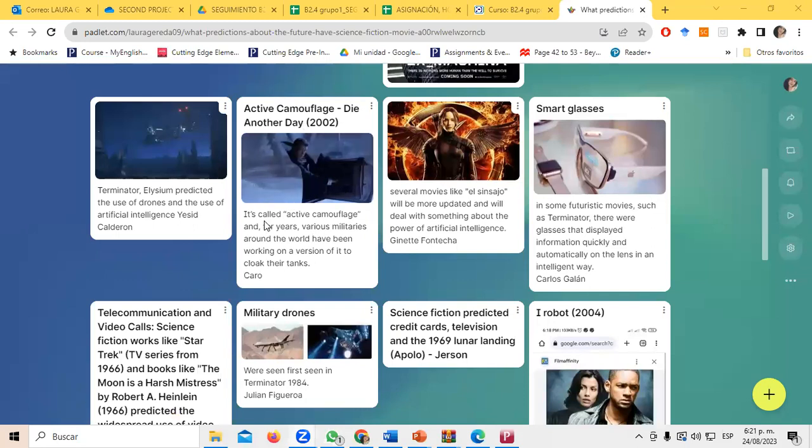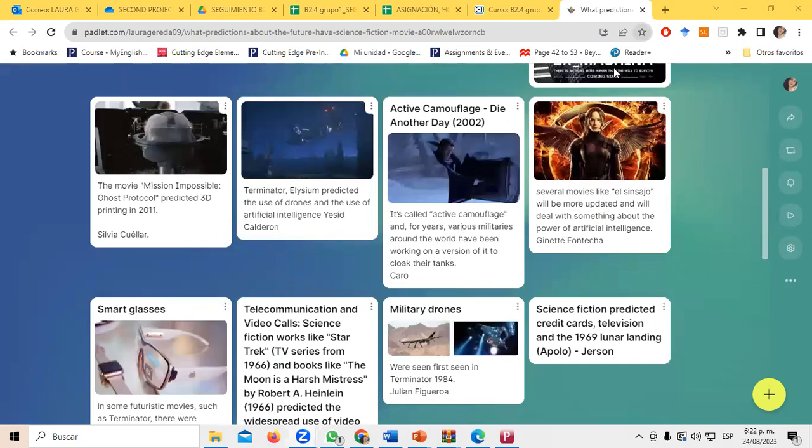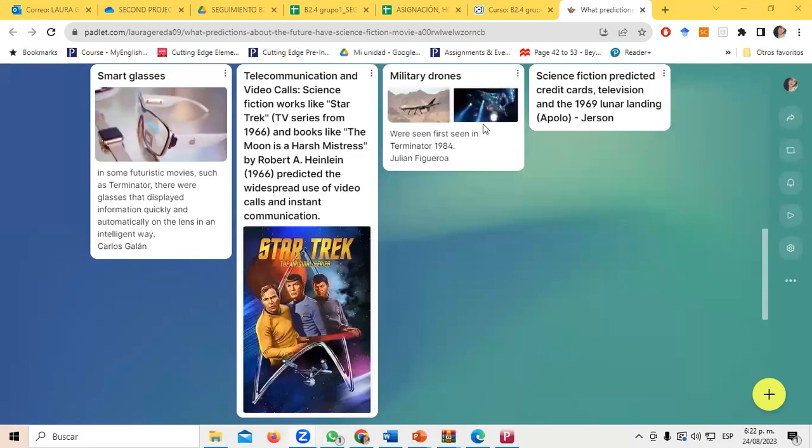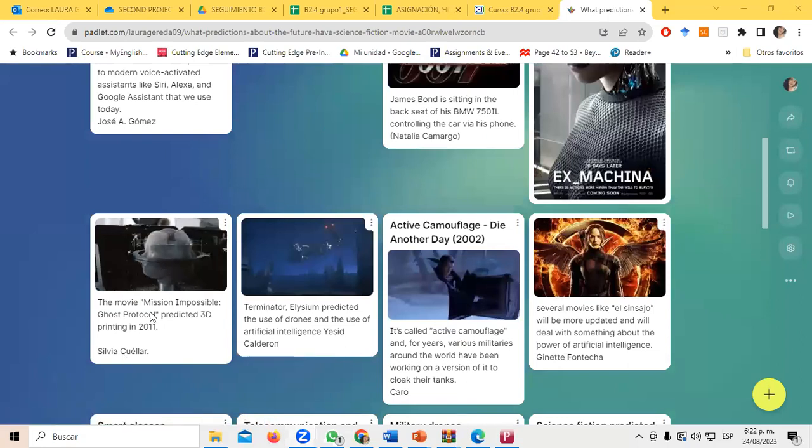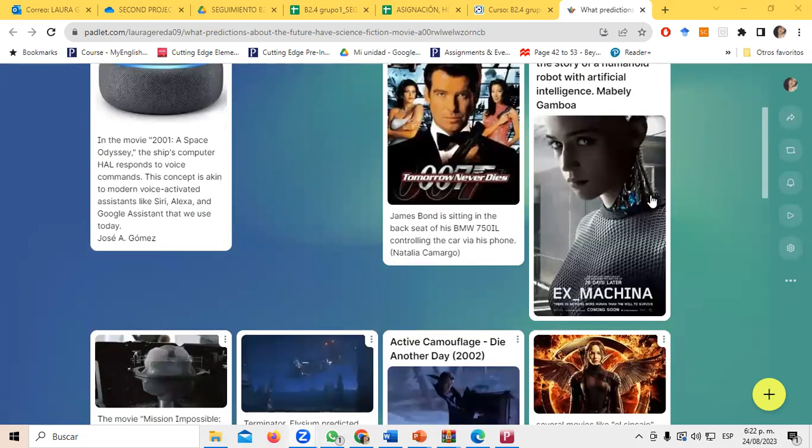Okay, thank you. Caro, I see here the active camouflage in 2002. Various militaries around the world have been working on a version of it to cloak their tanks. Oh, very interesting. Okay, active camouflage. Okay, I didn't know about this. Thank you. You see it says Terminator. Elysium predicted the use of drones. Okay, so similar to this one, Terminator. Sylvia says Mission Impossible Ghost Protocol predicted 3D printing in 2011. Oh, very interesting. Thank you.